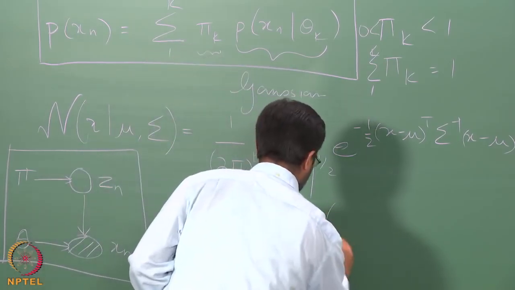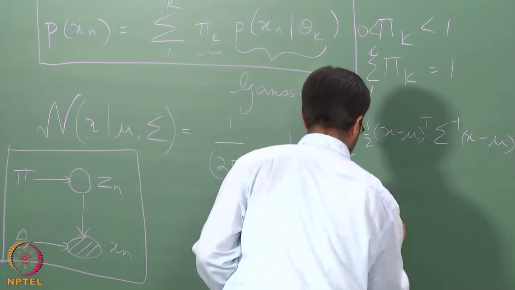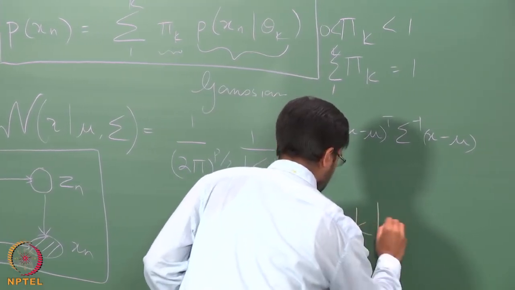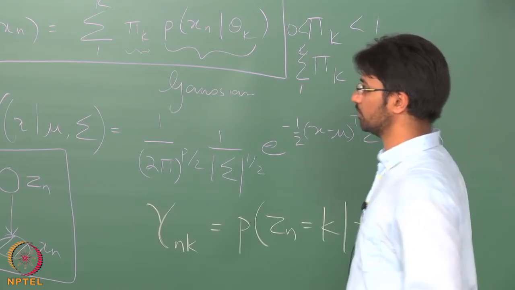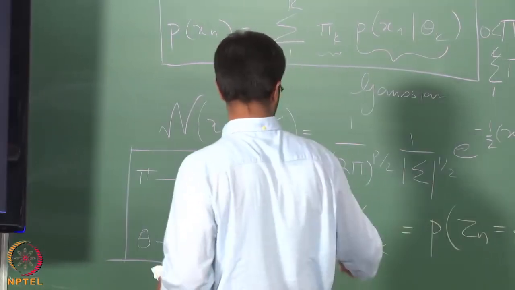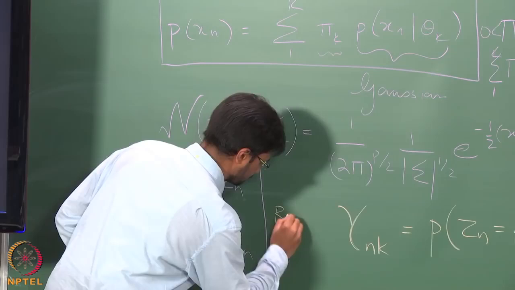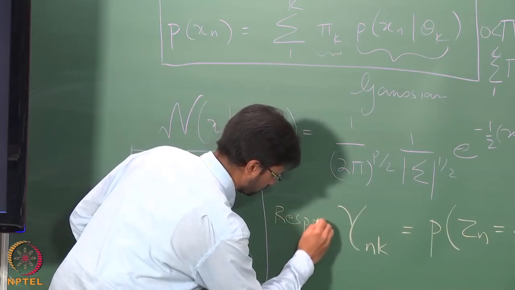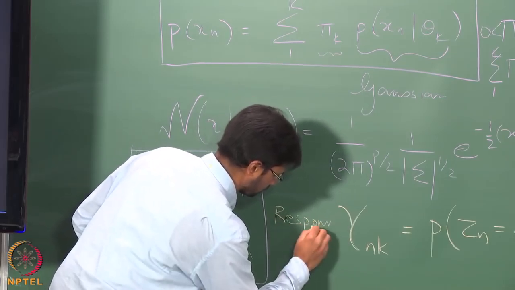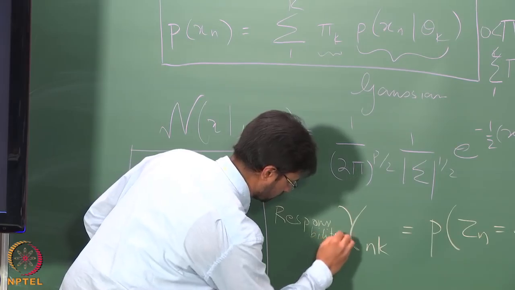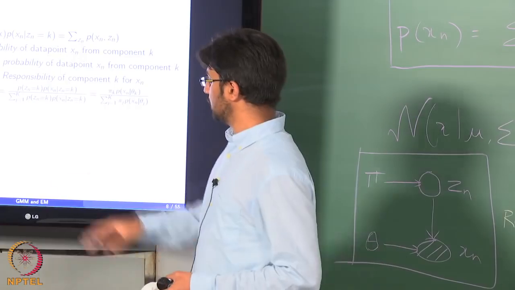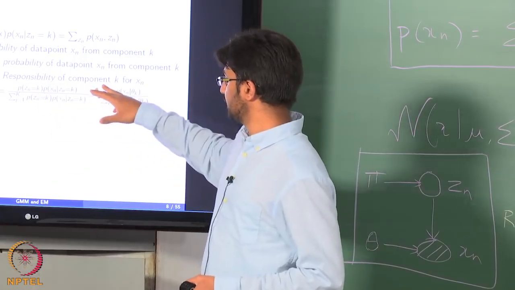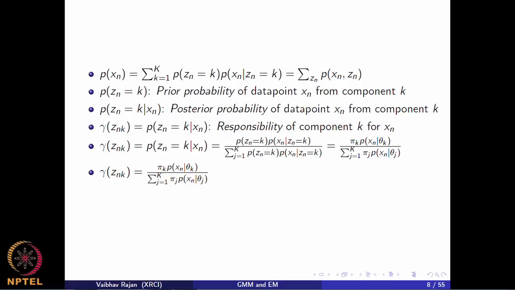This is the posterior probability of Zn equal to k given the data, right, and it is also called the responsibility. It is the responsibility of component k for xn, right.